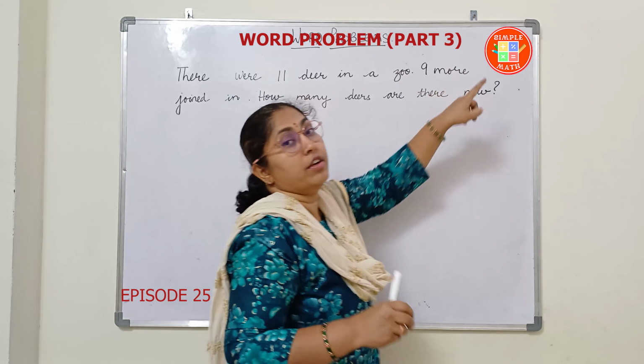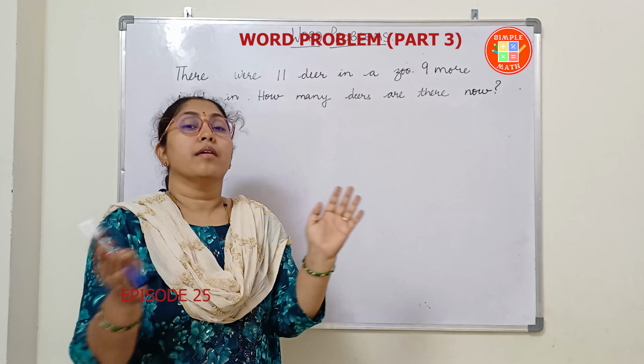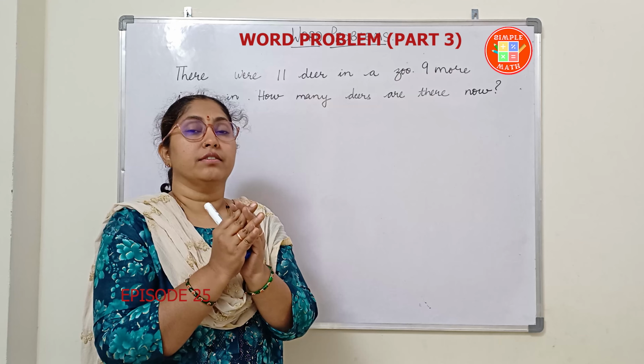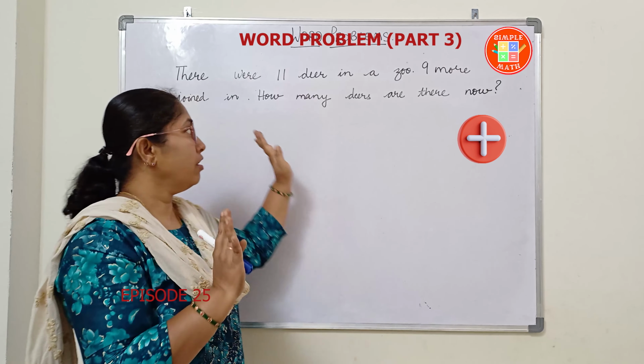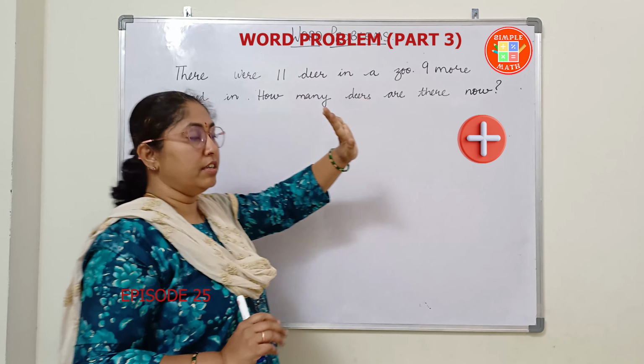So 9 more means what we should do? They are adding. They are combining. So we have to put them all and count them together. So what is putting together and counting? It is addition. So here what we have to do is addition. Understood, children? If they have given more, sum, total, in all, together, we will do addition.